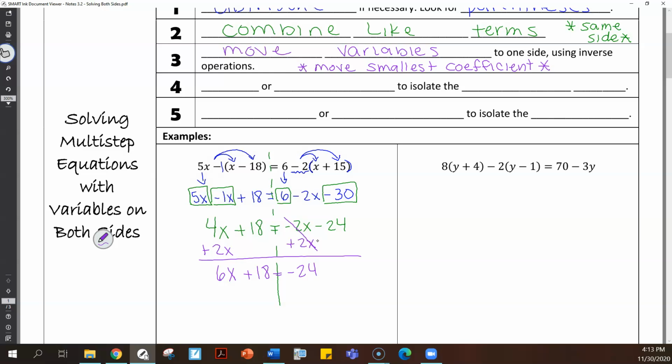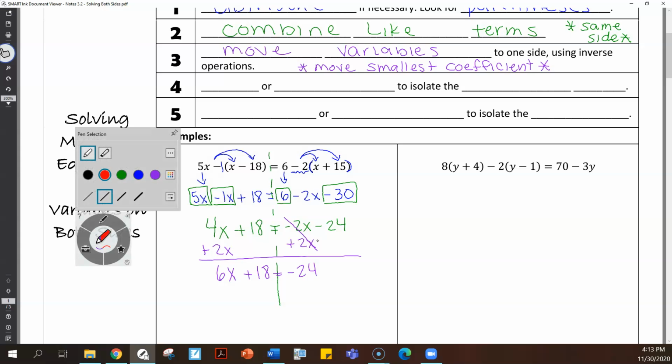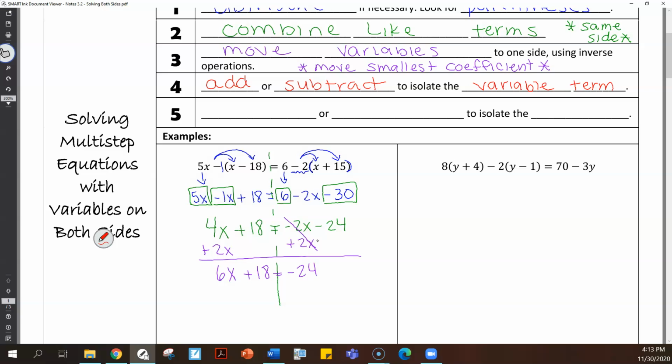Now, from here, it's the same process we've been practicing. From here, I'm going to add or subtract so that my variable term is by itself. Okay, so now that all my variables are on one side, I can focus on getting that by itself. So 6x is my variable term. Remember, your variable term is your variable and anything that's connected to it. So x is my variable, 6 is connected to that, so 6x is my term. And right now that is not by itself on one side of the equation. Right now, this positive 18 is keeping that from being alone.